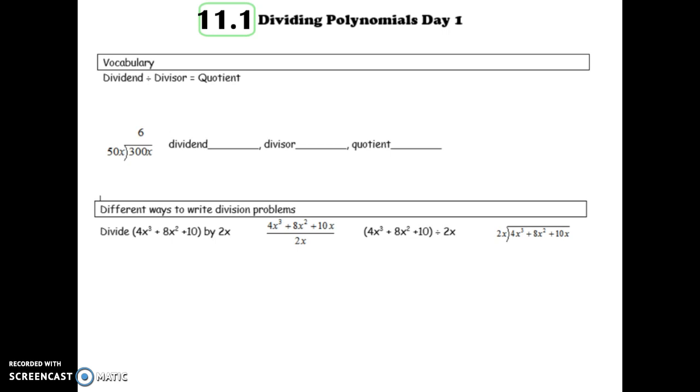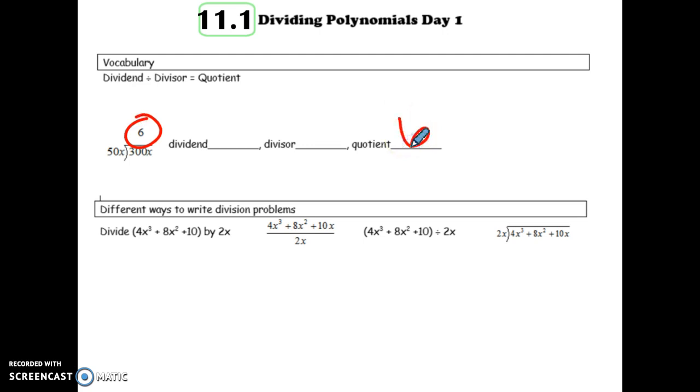So, first thing we need to go over is vocabulary. You are doing dividing polynomials with this. And so we're going to work through the vocabulary of a division problem. There's 3 types of things. We have a dividend, a divisor, and a quotient. The quotient, we all know, is the answer. So in this case, my quotient is 6.